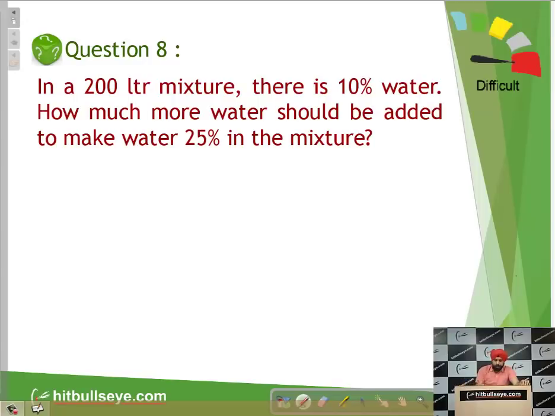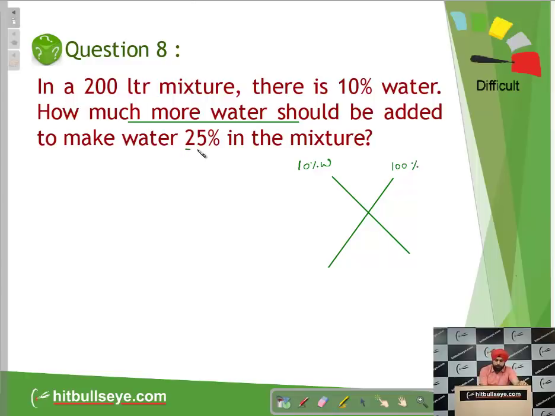In this question, there is given to be a 200 liter mixture and there is 10% water. Now here, what are we adding in this? In this, we are adding water. So water will have what percent water in it? Can I say water will have 100% water in this? And finally, we want it to have 25% water. So we write 25 in between.